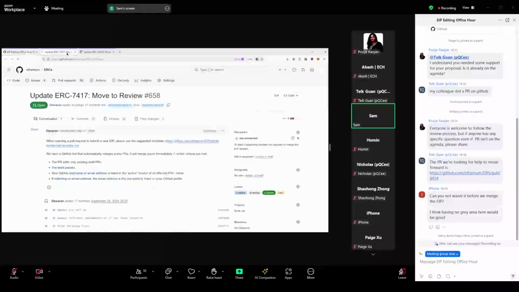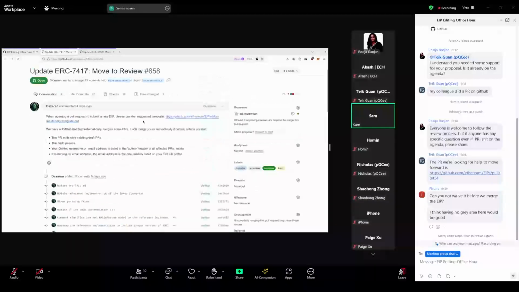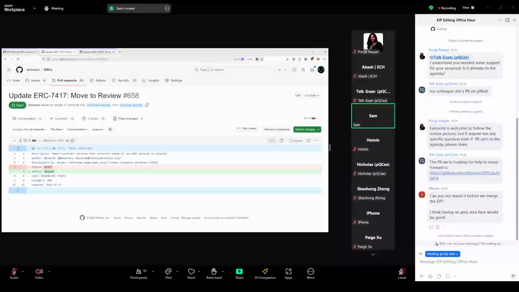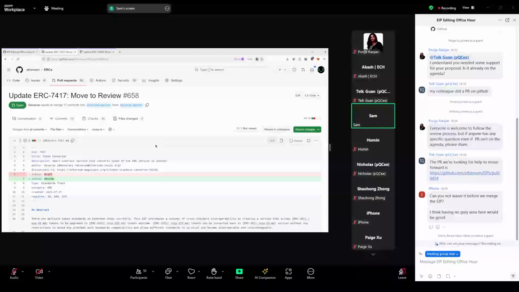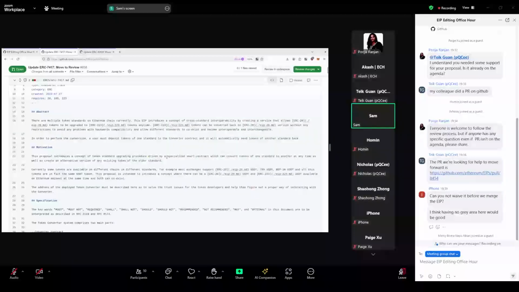7417. Okay. Smart contract service. Okay. There are multiple token standards on the Ethereum chain currently. This EIP introduces the concept of cross-chain standard interoperability by creating a service to upgrade to ERC 223 tokens. Performing the conversion, users must deposit tokens of one standard to the converter contract. Okay, cool. That's easy.